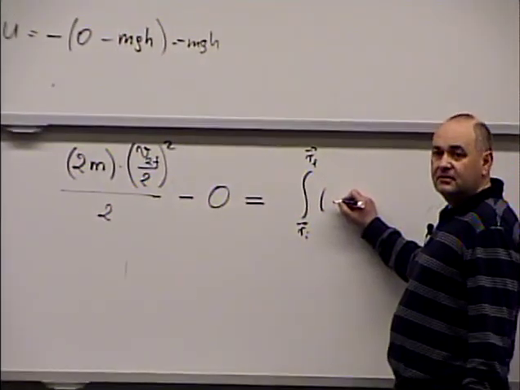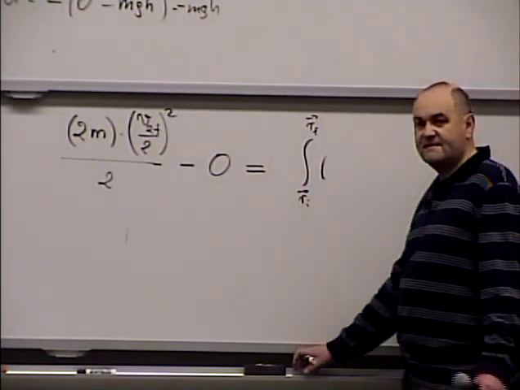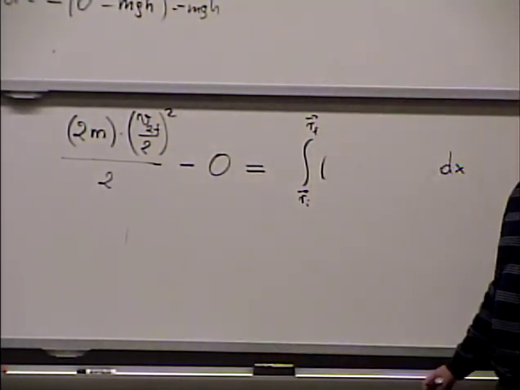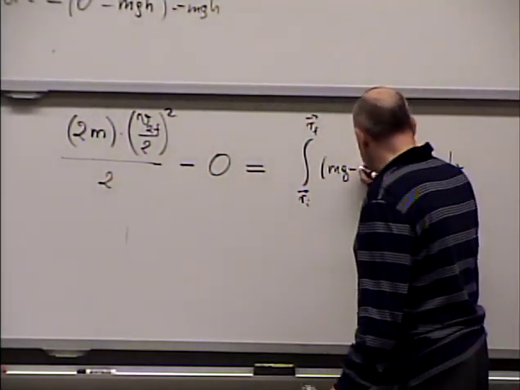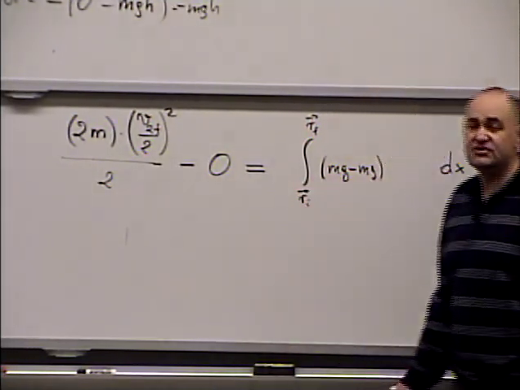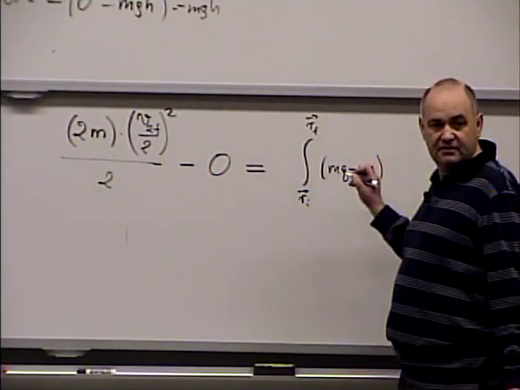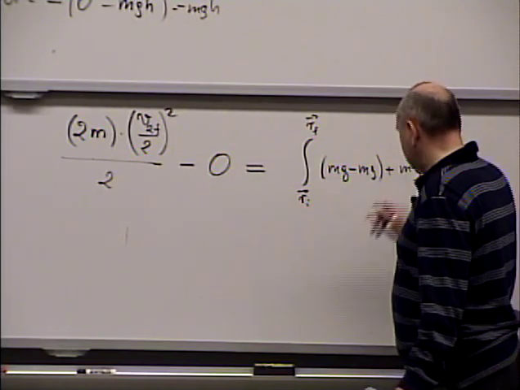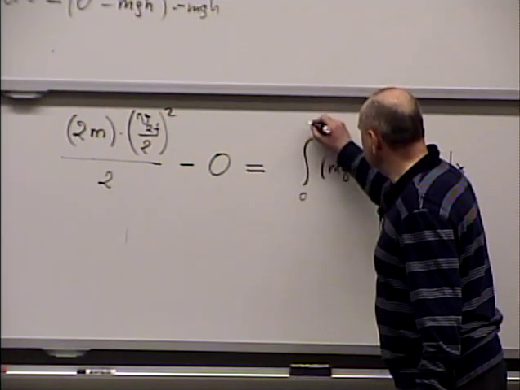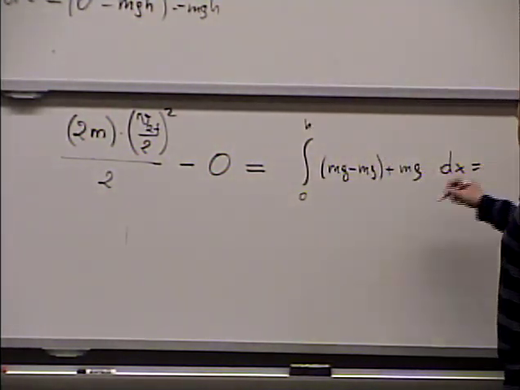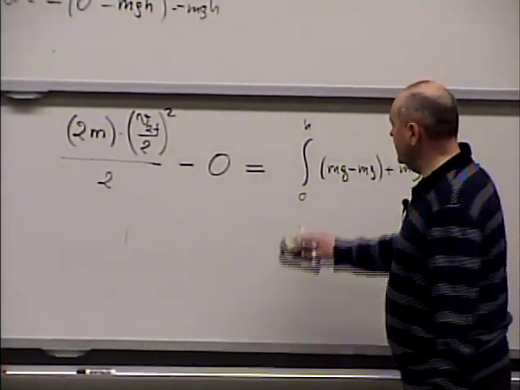Well, what do I have to add now over here? mg minus mg. This is the force exerted on the first particle. What else? Plus mg. Actually, since x is our variable of integration, I can write that this is from 0 to h. So it will give me, oh no, it isn't from 0 to h.